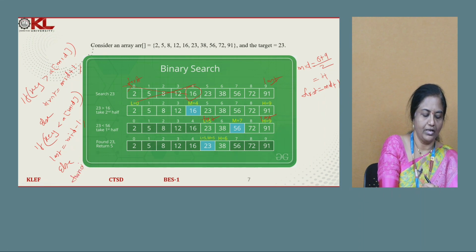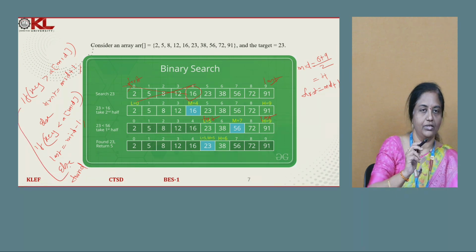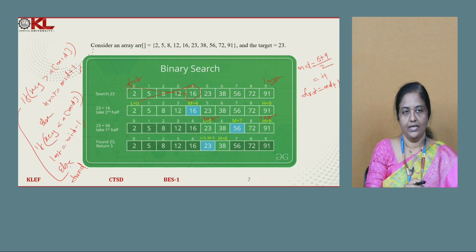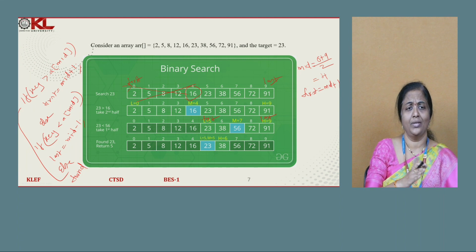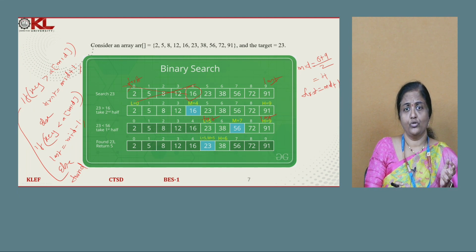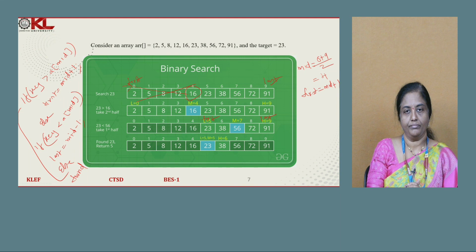Only these three are the conditions. If it is greater than, change the first to be mid plus 1. If it is less than, change the last to be mid minus 1, otherwise it is found. If it is not greater than, not less than, obviously there is no other option, it is found. Very simple logic.